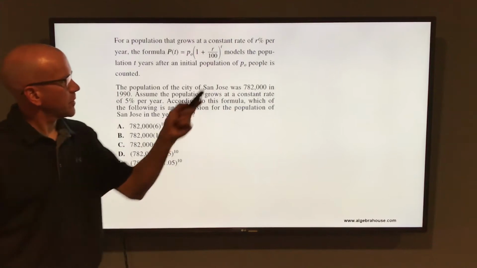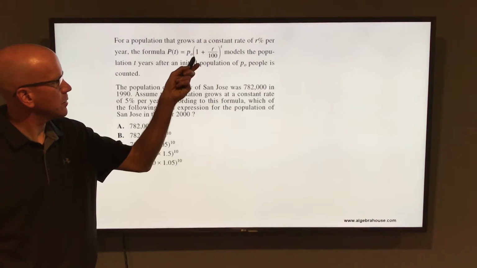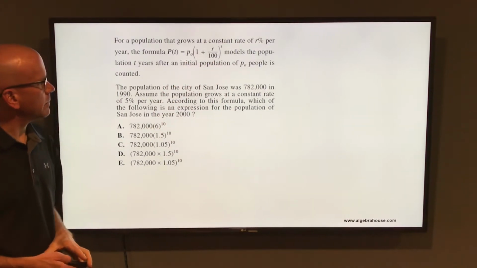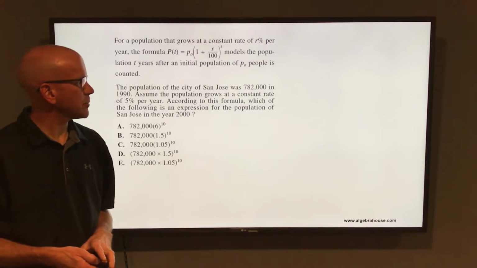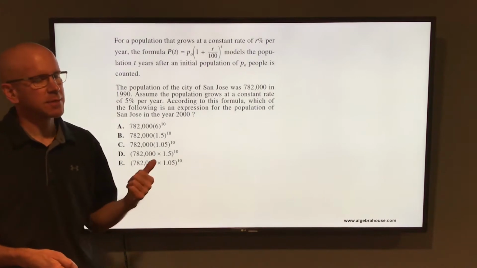For a population that grows at a constant rate of r% per year, the formula P of t is equal to P sub 0 times the quantity 1 plus r over 100 to the t power. That models the population t years after an initial population of P sub 0 people is counted. Confusing enough? This one's not that hard.